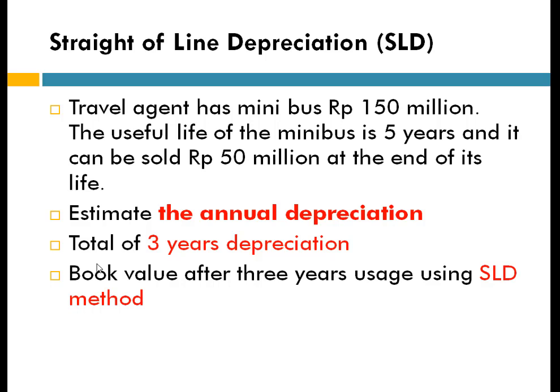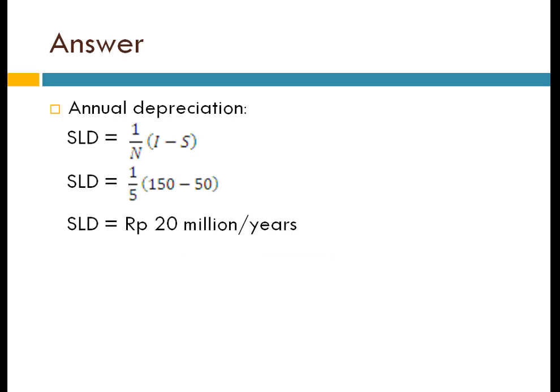As you know, SLD results in a constant number every year, so it's very easy. In this case, we know the initial investment, the useful life or recovery period, and also the salvage value. If an asset has no salvage value, you can directly divide the initial investment by the useful life. Okay, the annual depreciation, this is the basic formula: just subtract the salvage value from the initial investment, 150 minus 50, and then divide by 5, which is the recovery period. So every year the asset will decrease by 20 million.